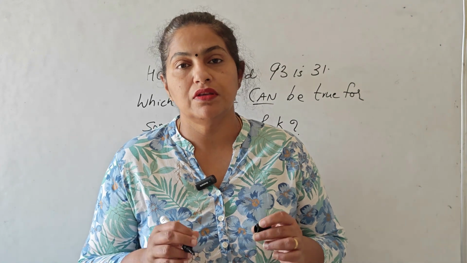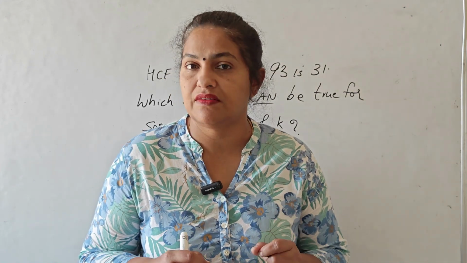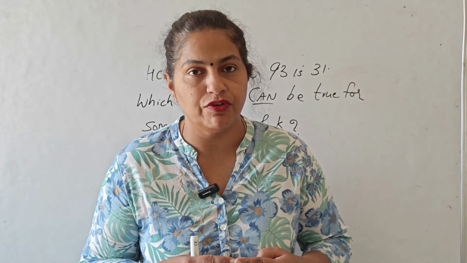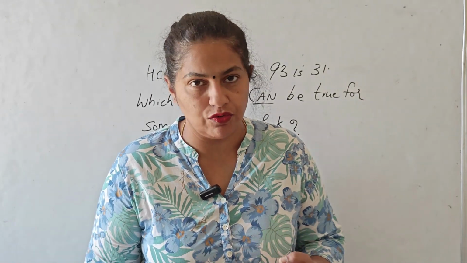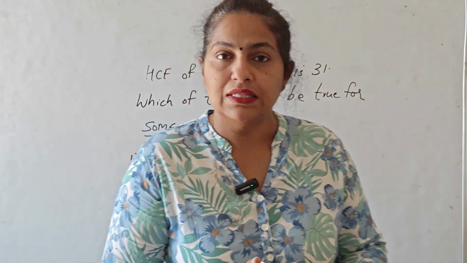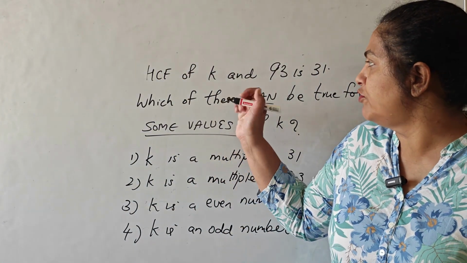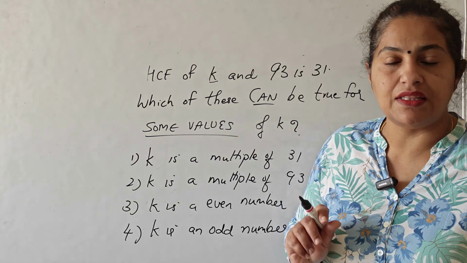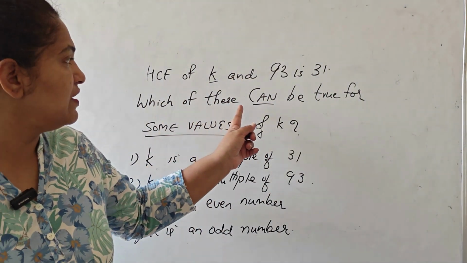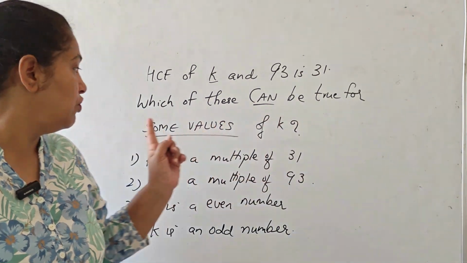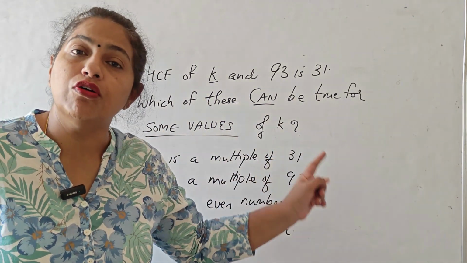Our third question is based on the concept of HCF. Now, HCF is the highest common factor. So, you know how to find the highest common factor of two numbers or more than two numbers. Now, the third question says that the HCF of K and 93 is 31. Okay. Now, which of these can be true for some values of K?